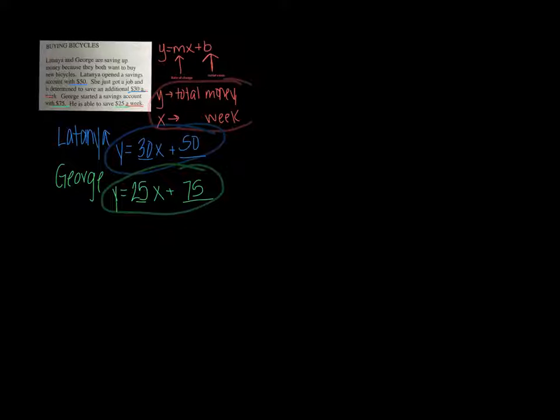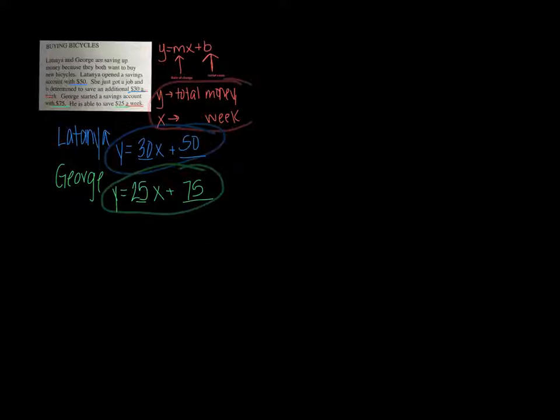Hi students. So if you remember from the last video, we had Latanya and George and they are trying to save money to buy bicycles. So we went ahead and we wrote equations for them, but now when are they going to both have the same amount of money? So when you think about these equations, our x's and our y's stand for the same thing. Our y's are total money and our x's are the amount of weeks.